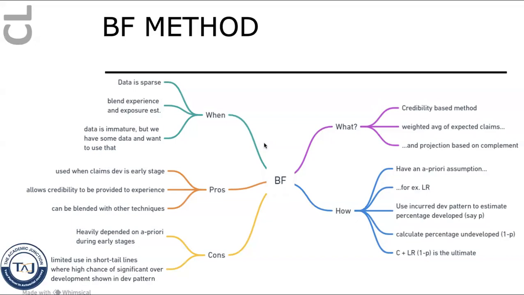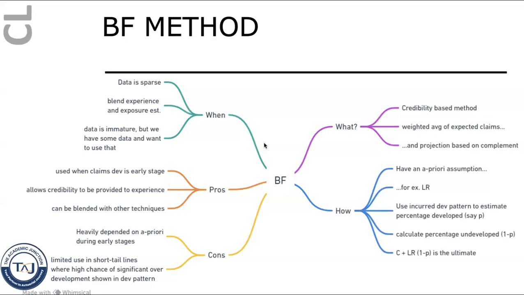So what is the BF method? In simple terms, it is like a weighted average of ELR and chain ladder method. Perfect. Please remember that in the exam that will fetch you full marks. Okay. That's a perfect example, right?